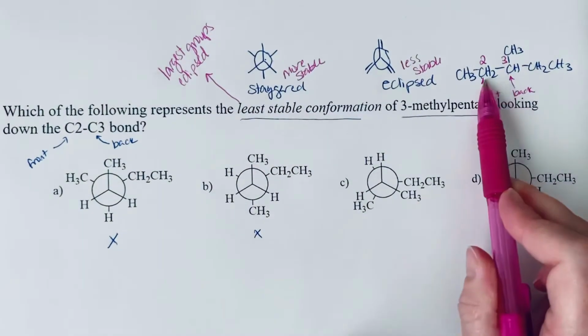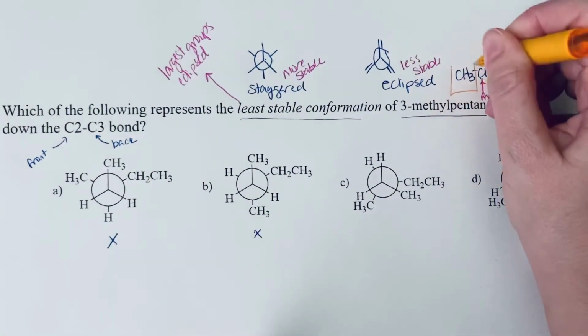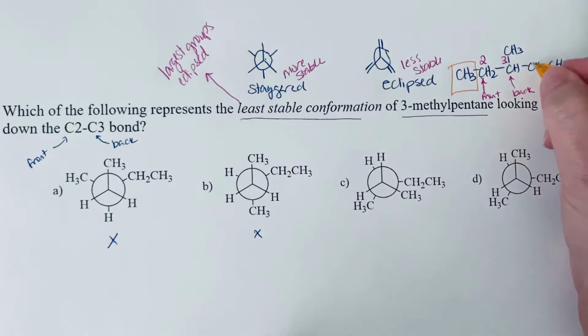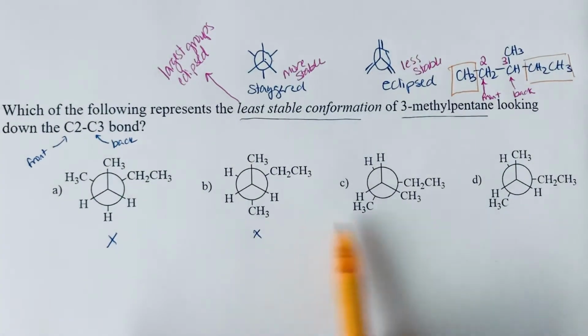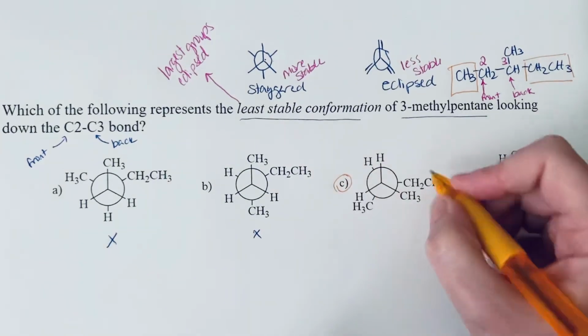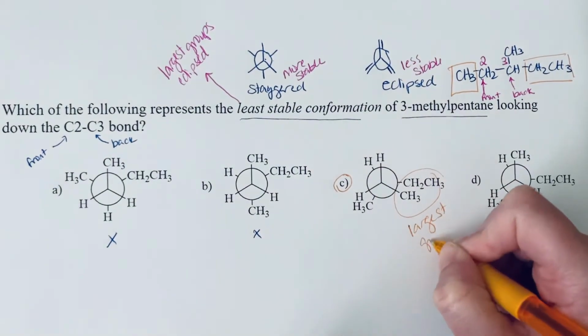So on carbon 1, that largest group is a methyl group. And on carbon 3, you've got a hydrogen, a methyl, and an ethyl, and so that largest group would be the ethyl group. So if one of these structures has the methyl eclipsing with the ethyl, then that would be your least stable, because you've got your largest groups eclipsed.